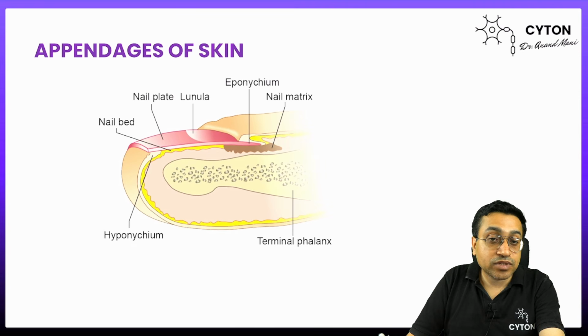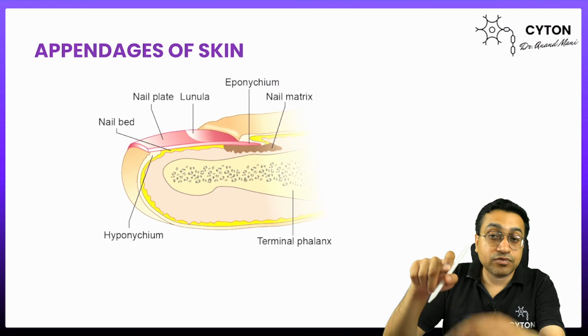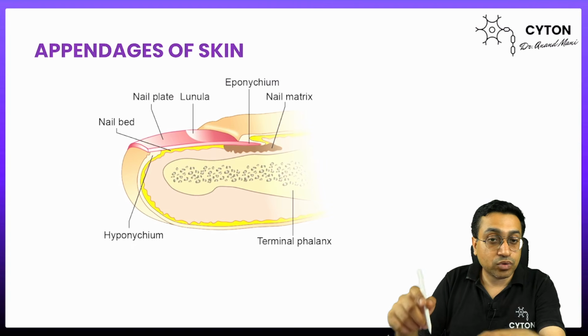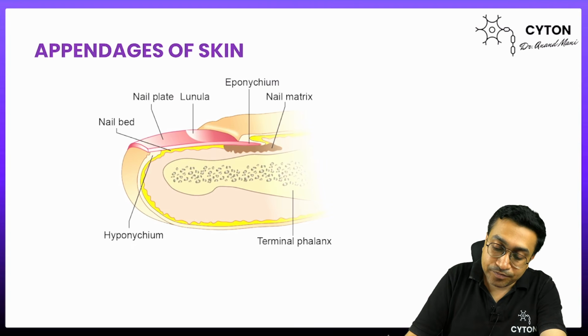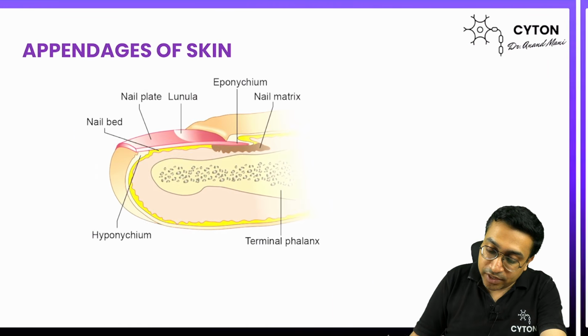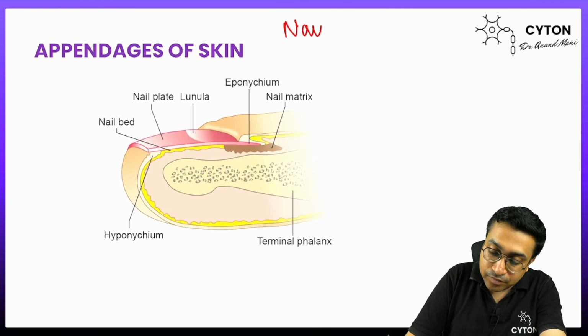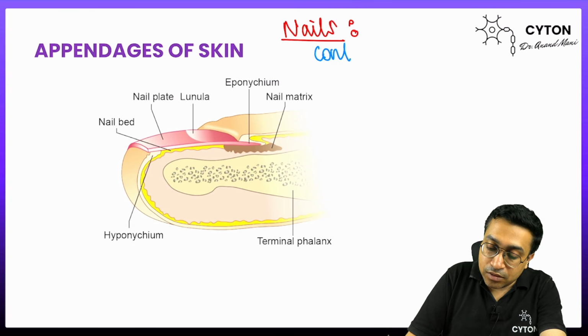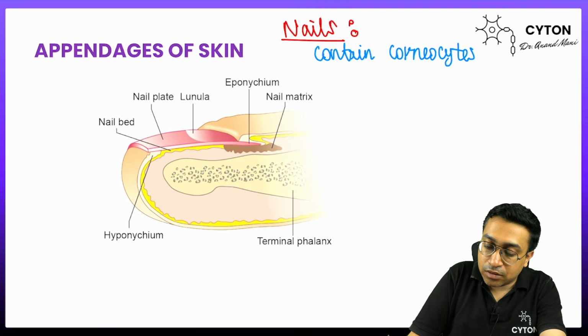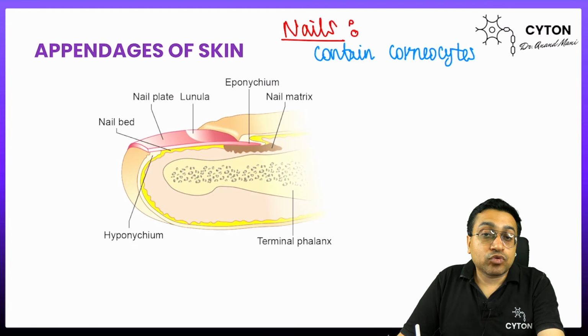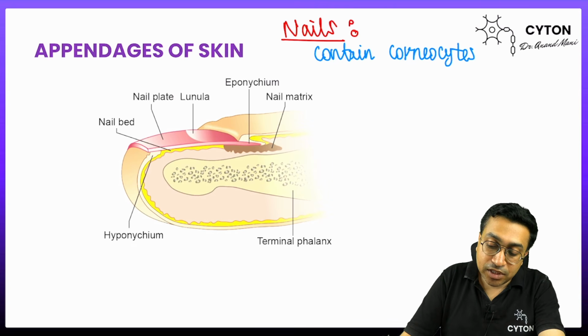So you have the nails, which are modified zones of epidermis found on the dorsal surface of the tips of the fingers and the toes also. So they contain corneocytes. They are non-nucleated cornified cells which form the nail plate. So these are non-nucleated dead cells.